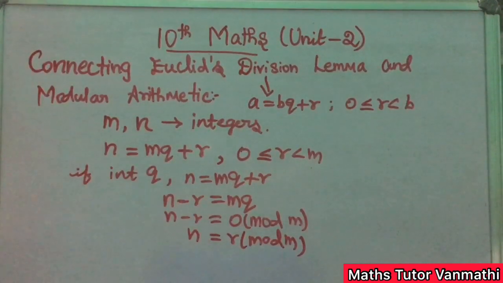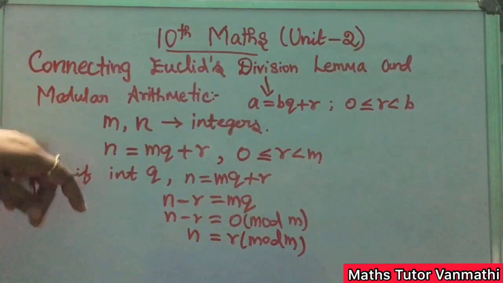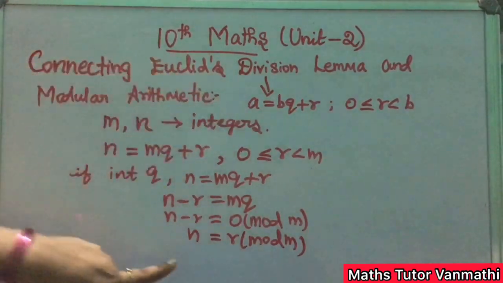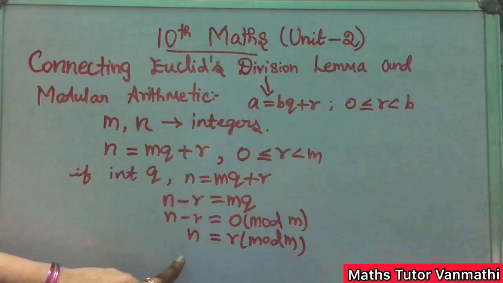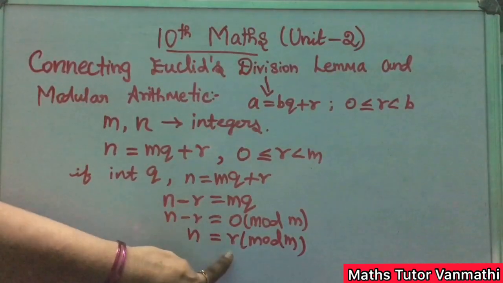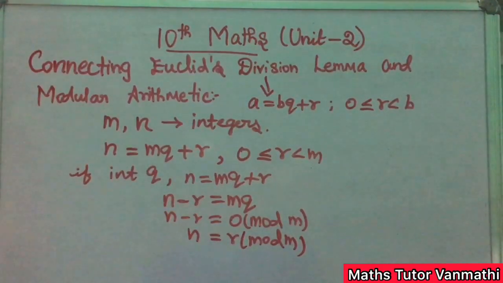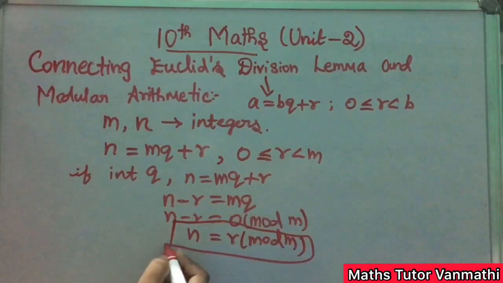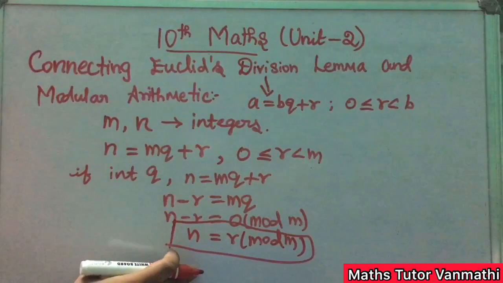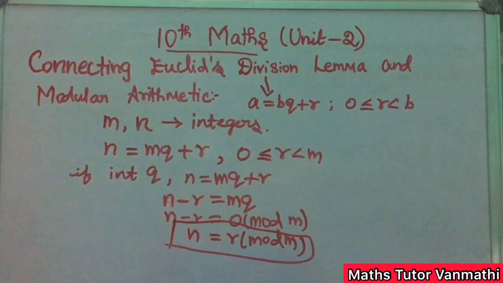So this is how the equation of Euclid's division lemma can be written in modular arithmetic. See, here in the place of a we have r, and a is equal to bq plus r can be written as n is equal to r mod m. This is the modular arithmetic form. By using Euclid's division lemma, we have drawn the conclusion in modular arithmetic form.